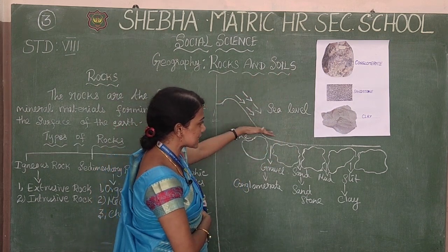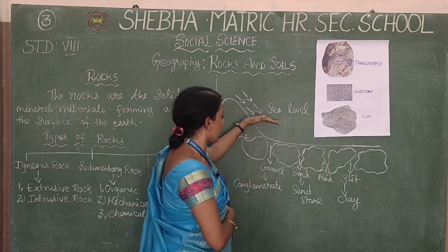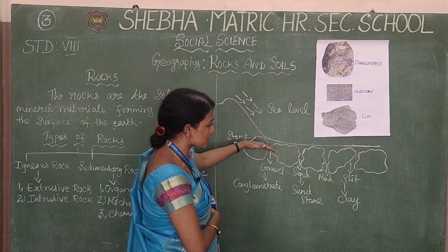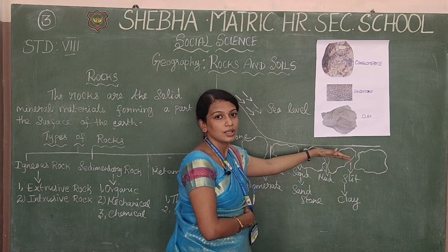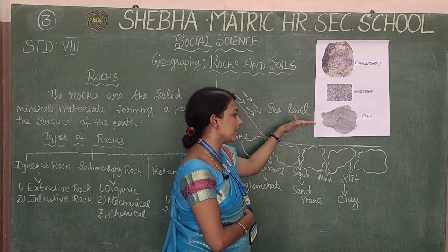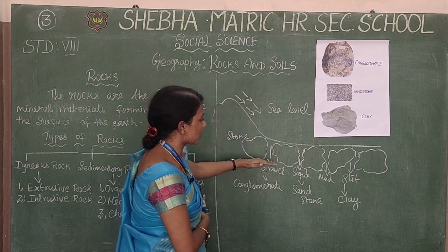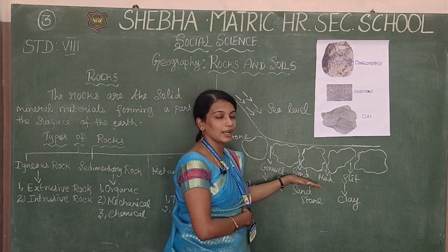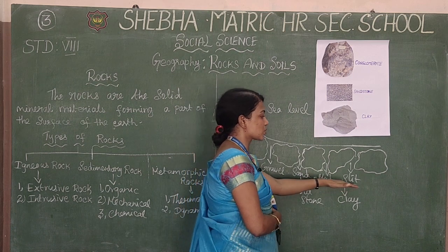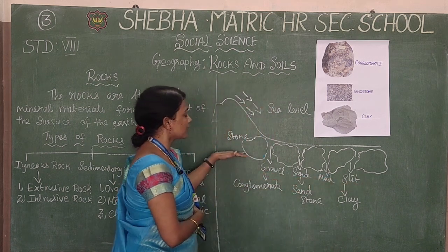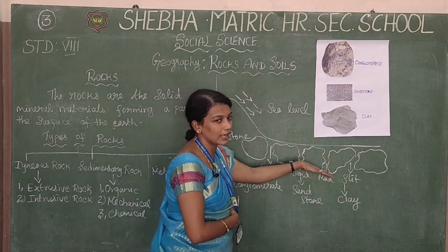See, this is the sea level. Under the sea level we have different types of layers. I told you sedimentary rocks are made of different layers. There are many layers. The first layer is stone, next is gravel, next is sand, next is mud, and next is silt. So there are five types of sedimentary rock layers.